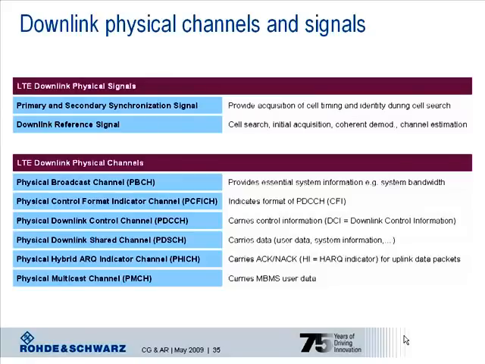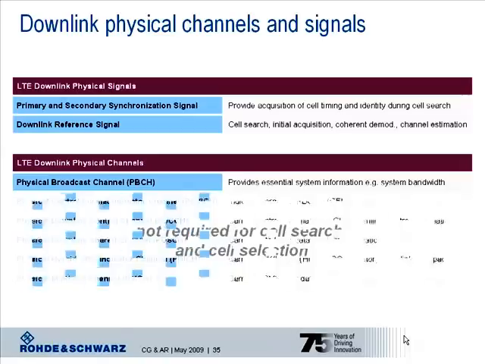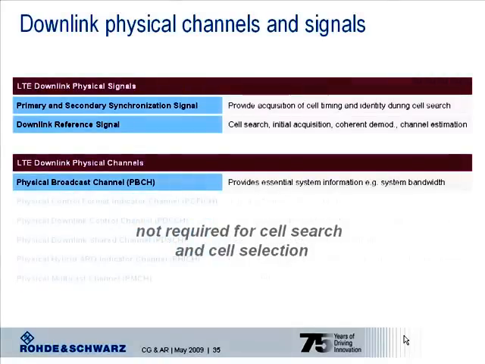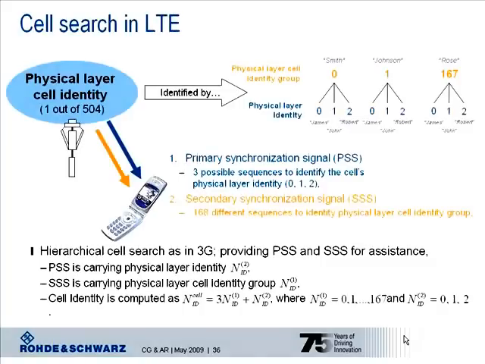Back to the first step after powering up the UE. For the cell search and cell selection, just the downlink physical signals and the physical broadcast channel are important. A successful execution of the cell search and selection procedure, as well as acquiring initial system information, is essential for the UE before taking further steps in communicating with the network.